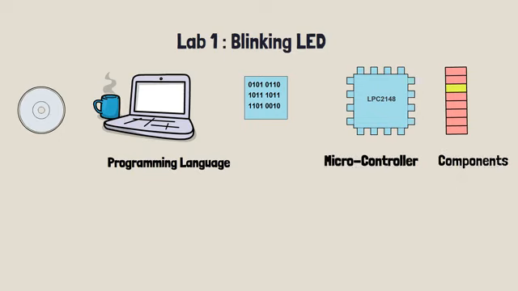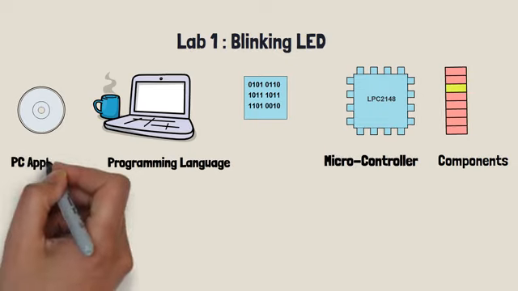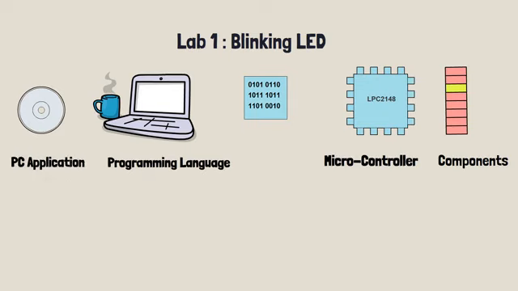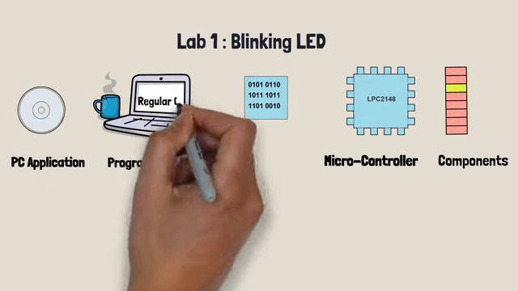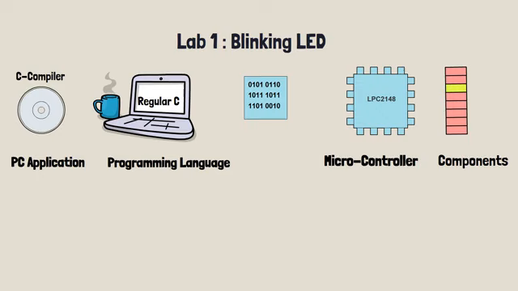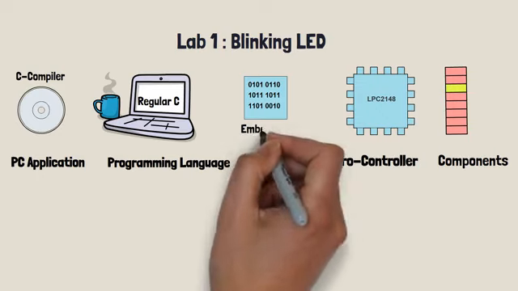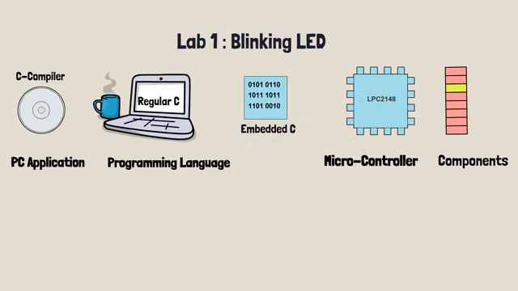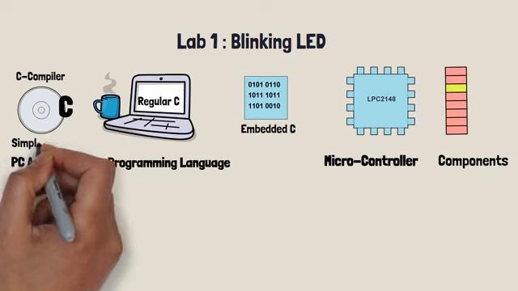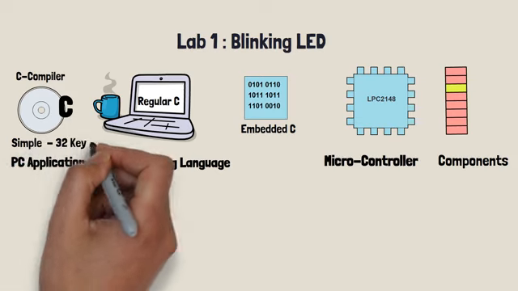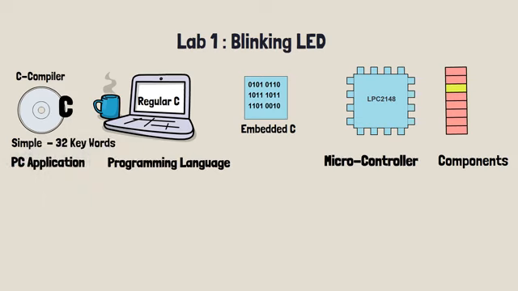C is a high-level, general-purpose programming language. An application that generates code to run on a PC is called a regular C compiler, while a PC-based application that generates code for a specific microcontroller is called an embedded C cross-compiler. Programs written in C are readable and easy to debug. C programs have simple syntax and have only 32 keywords.